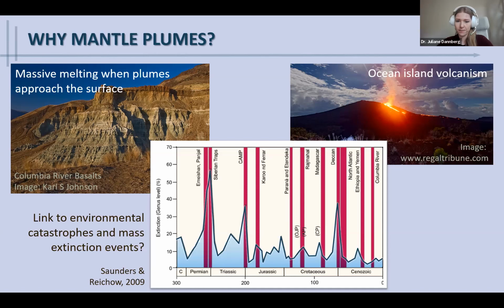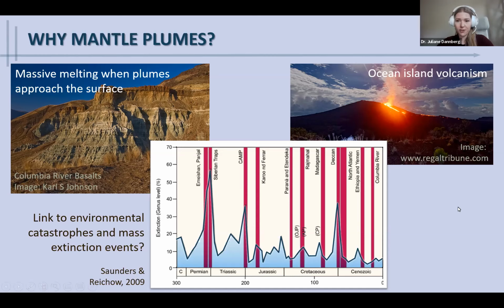But what is more, plumes have also been suggested to be connected to environmental catastrophes and mass extinction events. At the bottom here, we see in this blue curve the extinction rate of species plotted throughout the Earth's history. As these vertical red bars, we see the emplacement times of large igneous provinces, so the arrival times of plumes at the Earth's surface. We can see that many of those coincide with spikes in the extinction rate.